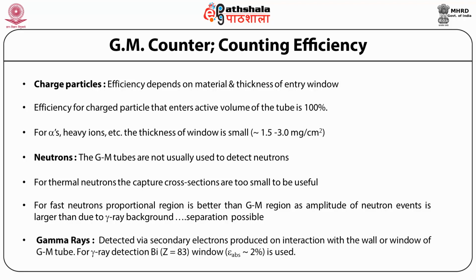Gamma rays. Now we want to check how the GM counters behave with gamma rays. Gamma rays in the GM tubes are detected via secondary electrons produced on interaction with the wall or window of the GM tubes. For gamma ray detection, a bismuth window is preferred, as bismuth has high Z, so more probability of interaction, and efficiency is around 2%.